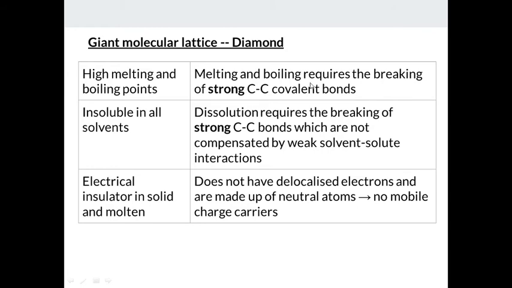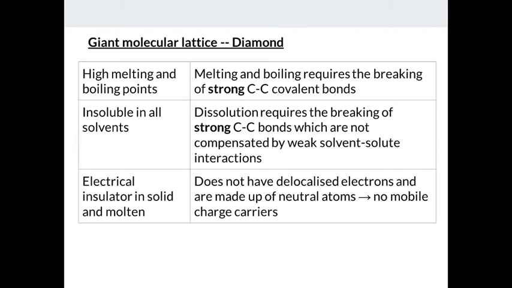So melting and boiling, which is removing the rigidity of the structure, now requires breaking of strong covalent bonds. Thus, diamond has a high melting and boiling point. Dissolution also requires the breaking of strong carbon-carbon bonds, which are not compensated by weak solvent-solute interactions.